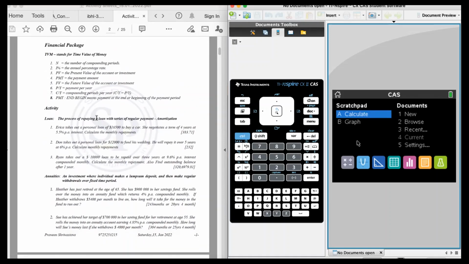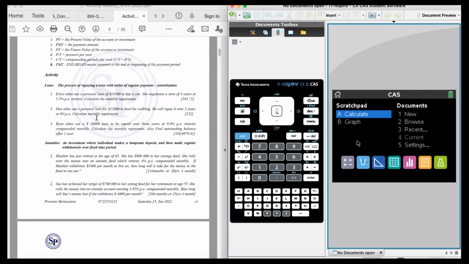So the TVM structure would be N, the number of compounding periods, I, the annual percentage rate, PV, present value, PMT, that is the payment amount, or you can say the EMIs, FV, future value, P/Y, payments per year, and C/Y, compounding periods per year. Because we know the questions sometimes come annually, half yearly or monthly, accordingly we will have to select the option here. So now the first question.